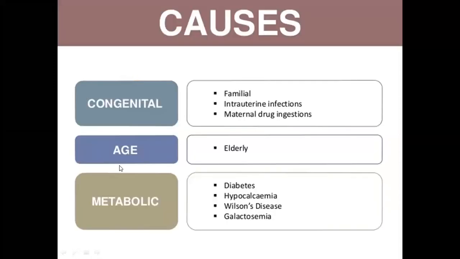Sometimes elderly patients, okay. So what are the causes? Congenital causes are there, the familial, runs in the genes, and intrauterine infections, and the maternal drugs. Some the mother is taking some drugs that causes the cataract in the baby. This is congenital. And age, in the elderly age, most of the patients develop the cataract. So this is due to age. And metabolic causes, a patient suffering from diabetes, hypocalcemia, Wilson's disease, and galactosemia. These are the metabolic causes through which the patient develops the cataract very early.